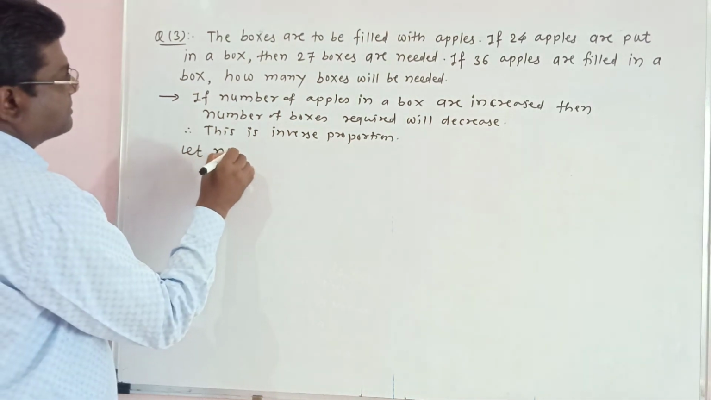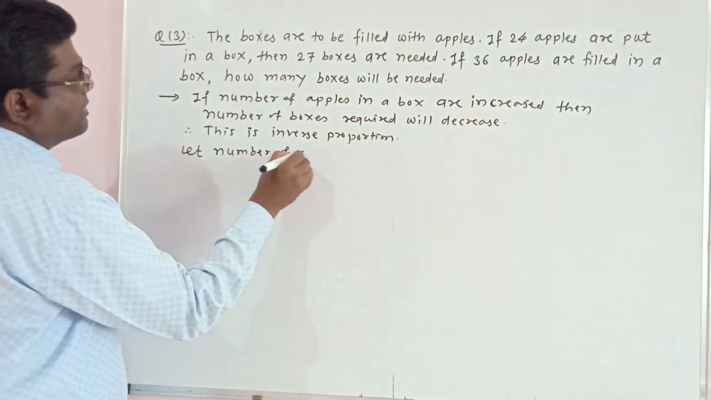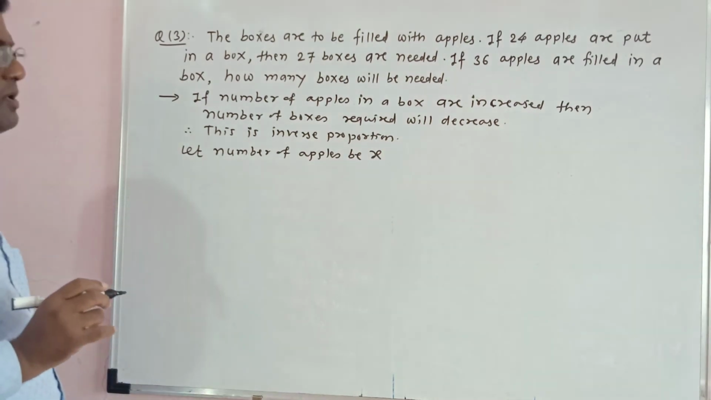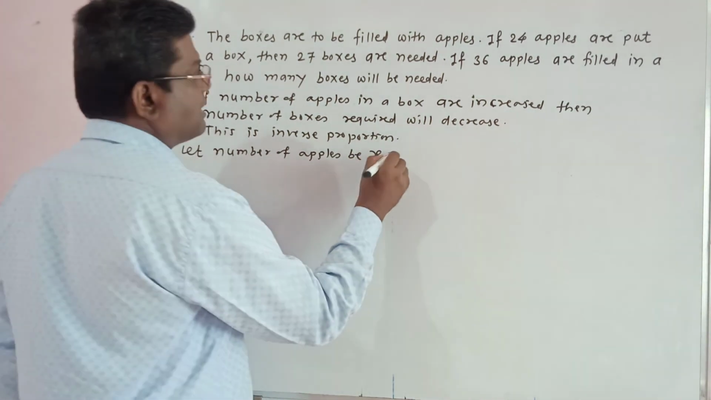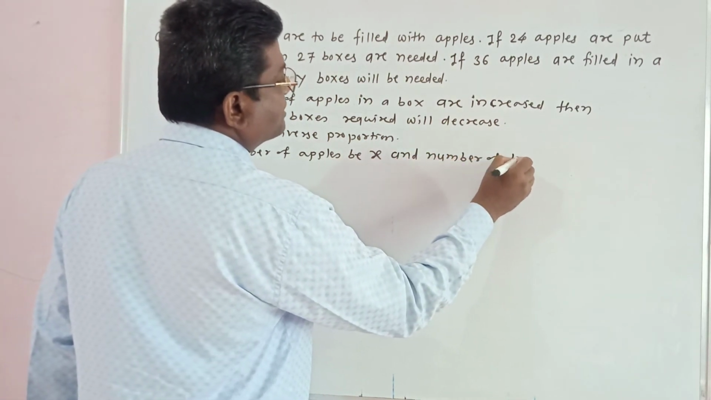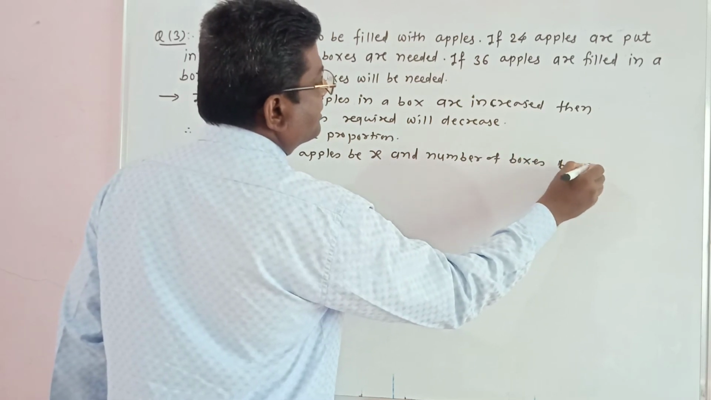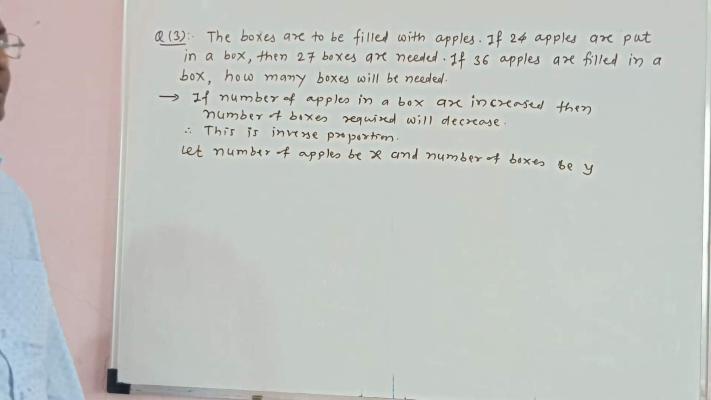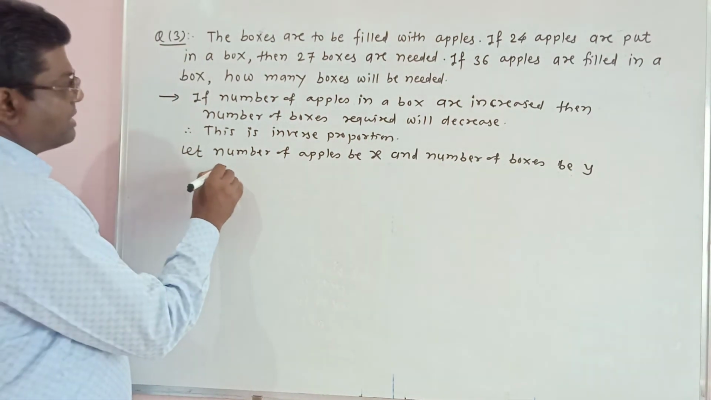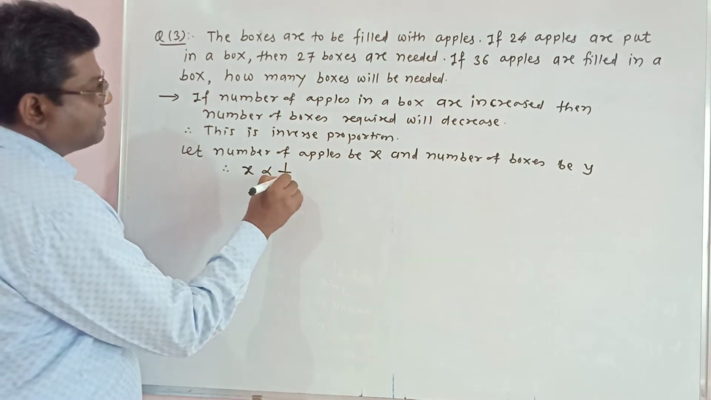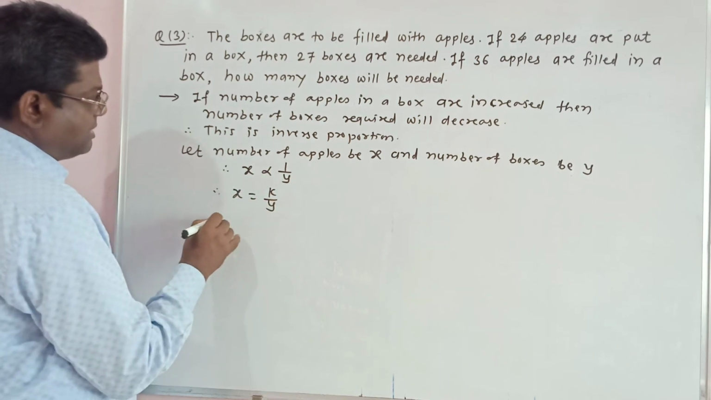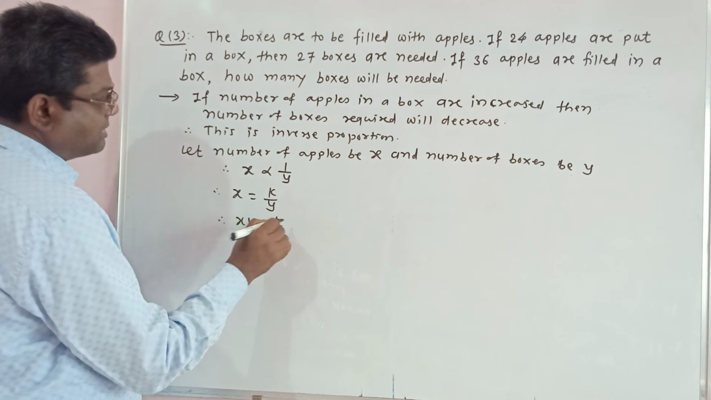Let the number of apples be x and the number of boxes be y. Then there is an inverse proportion between x and y. Therefore, we write x is inversely proportional to y. Therefore, x is equal to k upon y. Therefore, xy is equal to k.